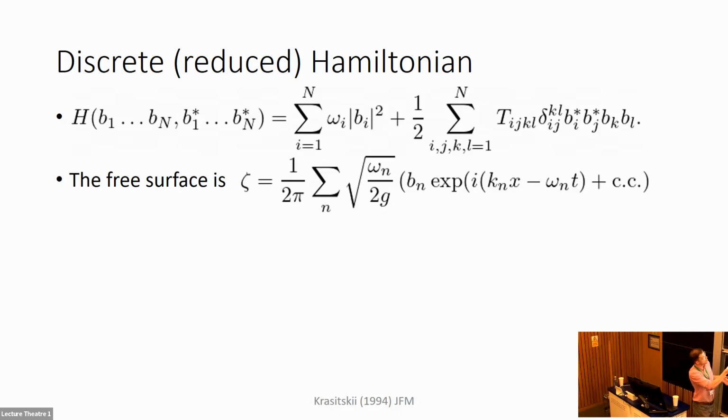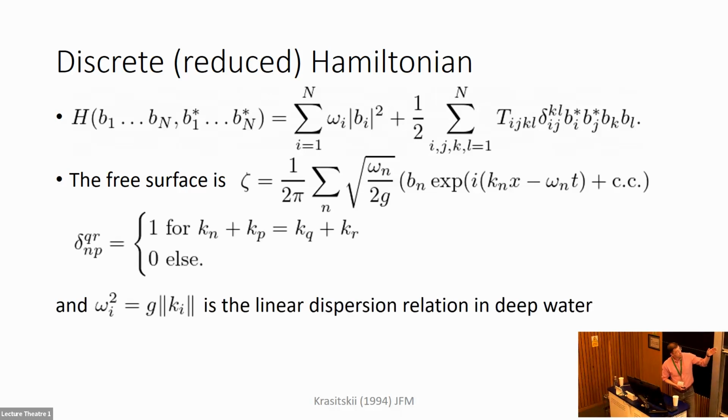And here's the relationship. If you want to get back from the B's to the free surface, here in the discrete formulation, you do this sum, and it gets you back to where you want to be, zeta as a function of x and t, for example. The resonance condition between these quartets, 1, 2, 3, 4, is encapsulated in a Dirac delta right here. And then omega_i is the linear dispersion relation in water.